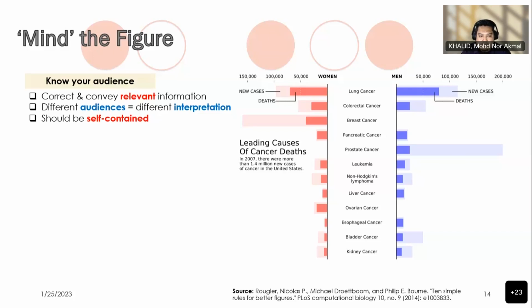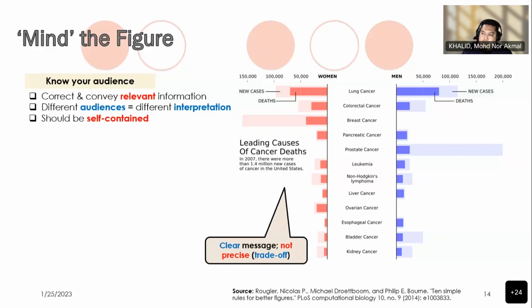Because from this figure, you cannot get the exact detail, because although the message is clear, the precision is not, meaning that you cannot get the exact number of new cases and deaths here. You can estimate maybe more than 50,000, but how much exactly? So you don't know. But the main point here is that the new cases are always higher than the deaths. So that's the clear message they want to give from this figure.